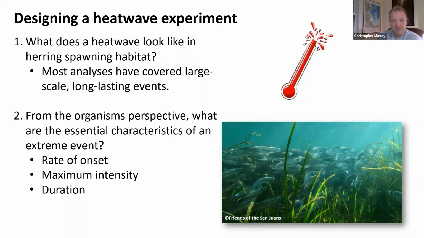But testing this experimentally is hampered by the fact that we don't really know what a heat wave even looks like in a nearshore environment. And what I mean by that are the specific characteristics from the organism's perspective. They're going to influence whether or not an individual embryo survives or perishes as a result of a heat wave. So what are the characteristics that are important? Things like the rate of onset. How fast does the heat wave manifest? The maximum intensity, so how hot does it get, and how long does it last?